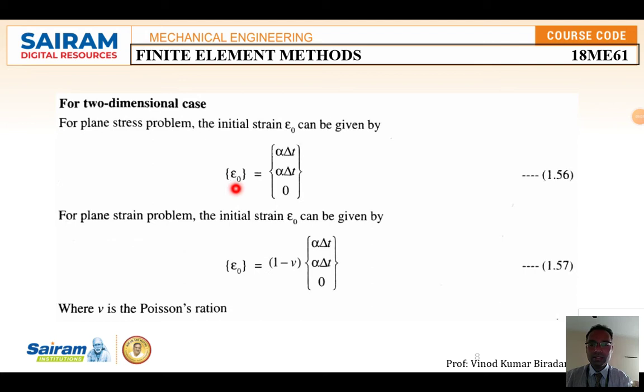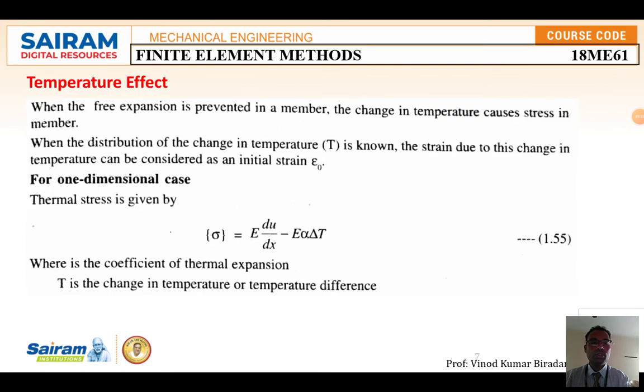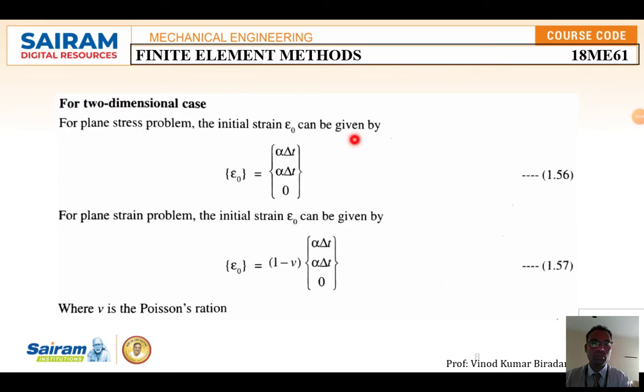Similarly, if you consider the 2D case, the change in strain for the plane stress problem and the plane strain problem. In the plane stress problem, the z direction strain is considered as 0. So here alpha delta T for the x direction, alpha delta T for the y direction, and 0 for the z direction. Similarly for the plane strain problem, there is a factor of 1 minus gamma, where gamma indicates the Poisson ratio, alpha delta T1 or alpha delta T2, and the z direction component is 0. Give option number 1, 2, and 3 for these.